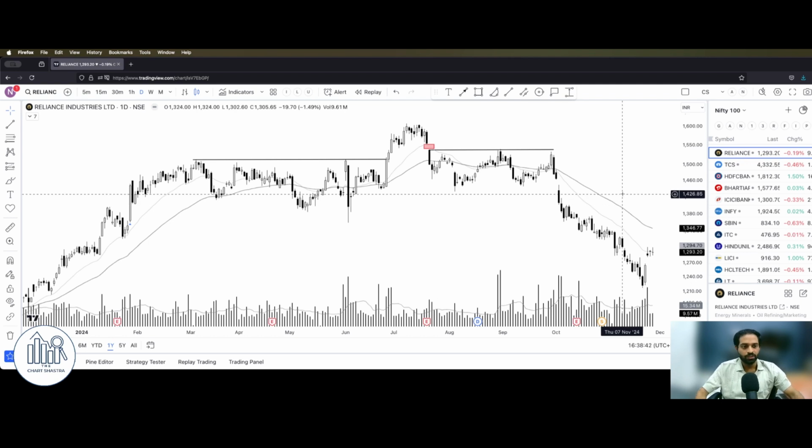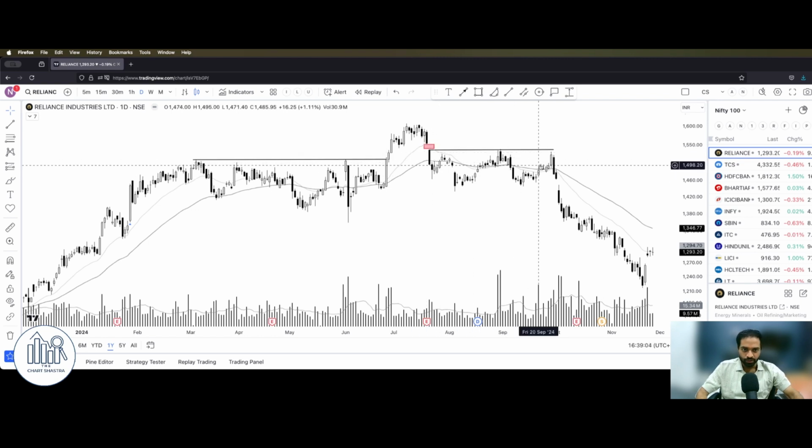So now let's start scanning by going through each chart, starting with Reliance. As you can see, it made its top on 15th July, pre-budget. Thereafter, there was a gap down, which is reflected by this red gap. And from that, the journey has started downwards for Reliance.